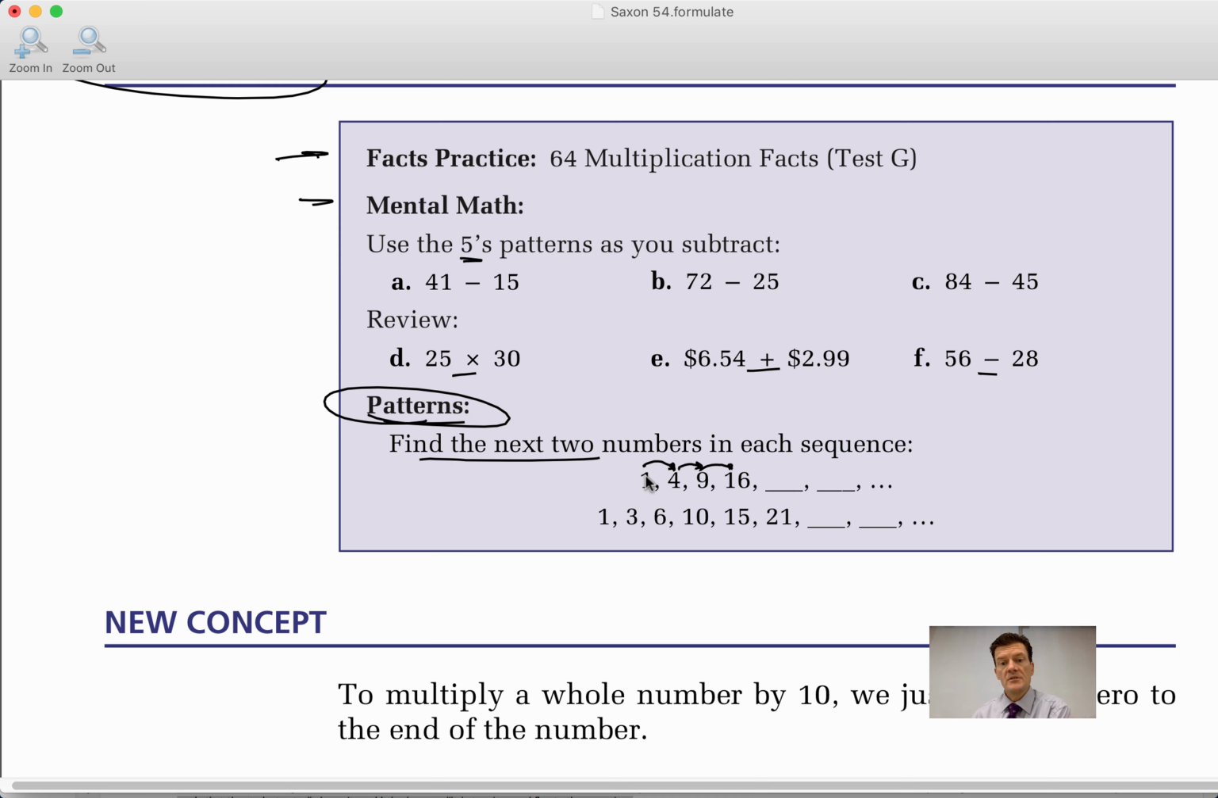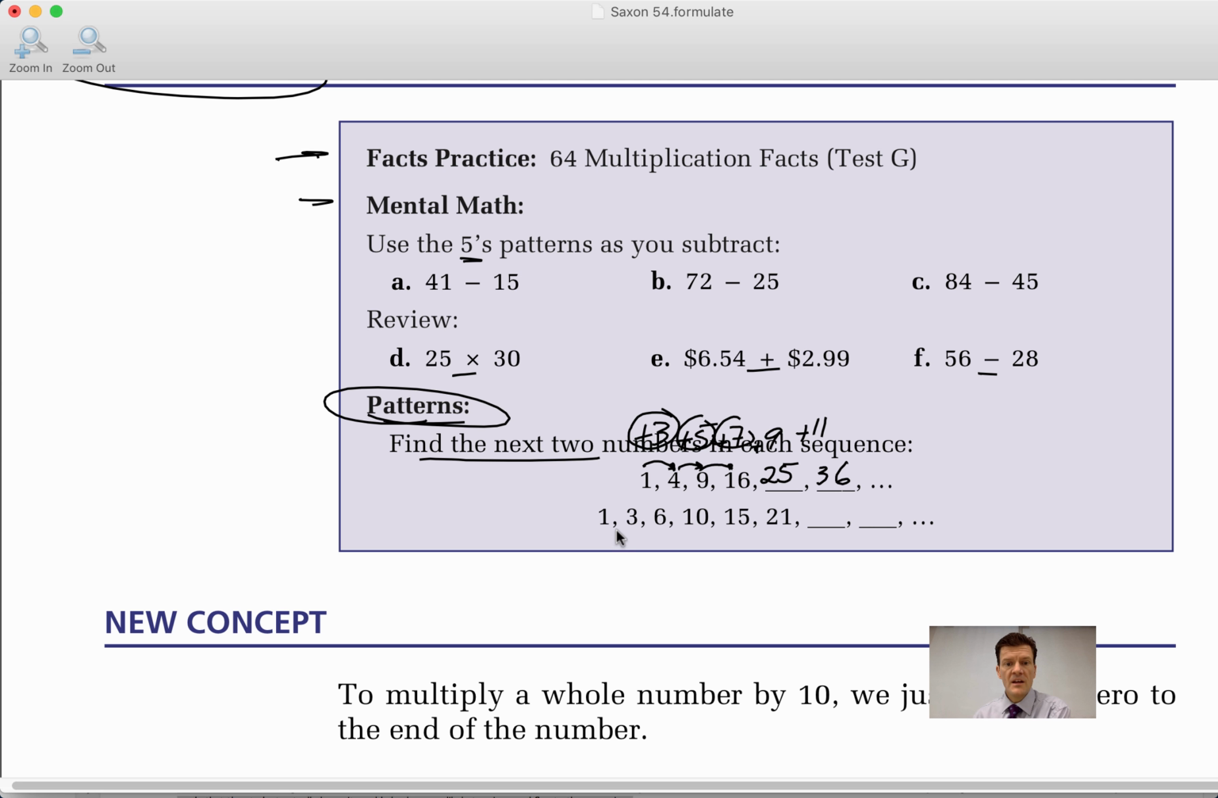So here it looks like maybe from 1 to 4, to get from 1 to 4 you would add 3. To get from 4 to 9 you would add 5. To get from 9 to 16 you would add 7. So it looks like every consecutive number you're adding an odd number, starting with 3 and then going every odd number after that. So 3, 5, 7. Looks like maybe the next number we would add 9 to 16 in order to get 25, and then you would add 11 to 25 to get 36.